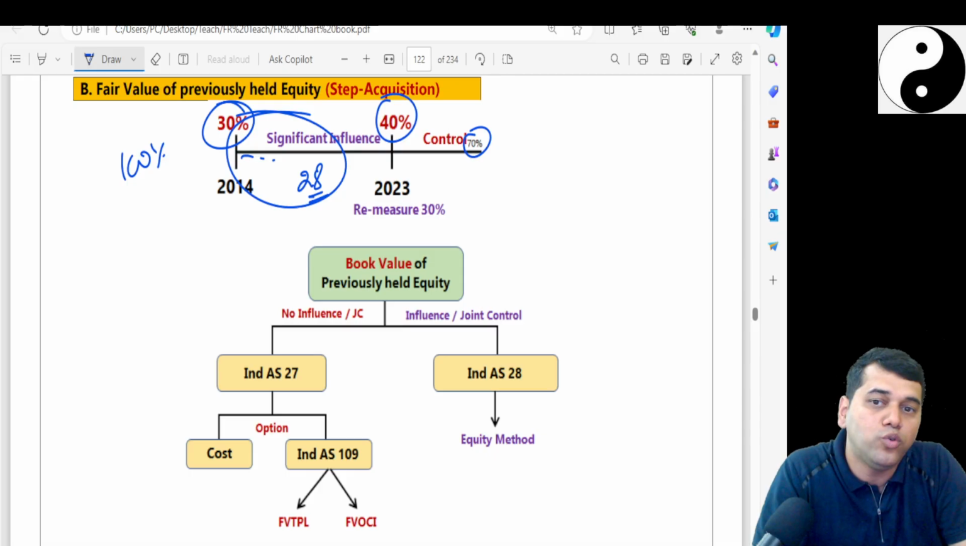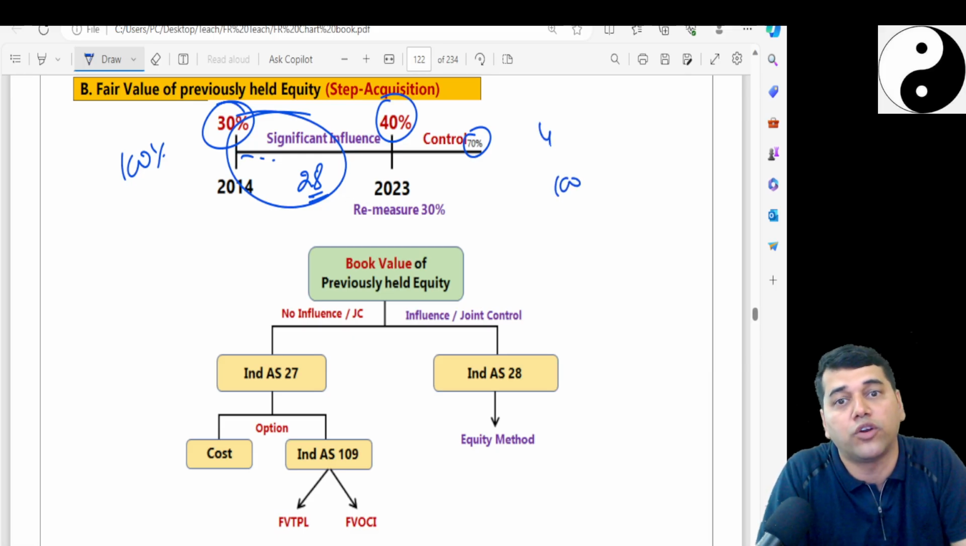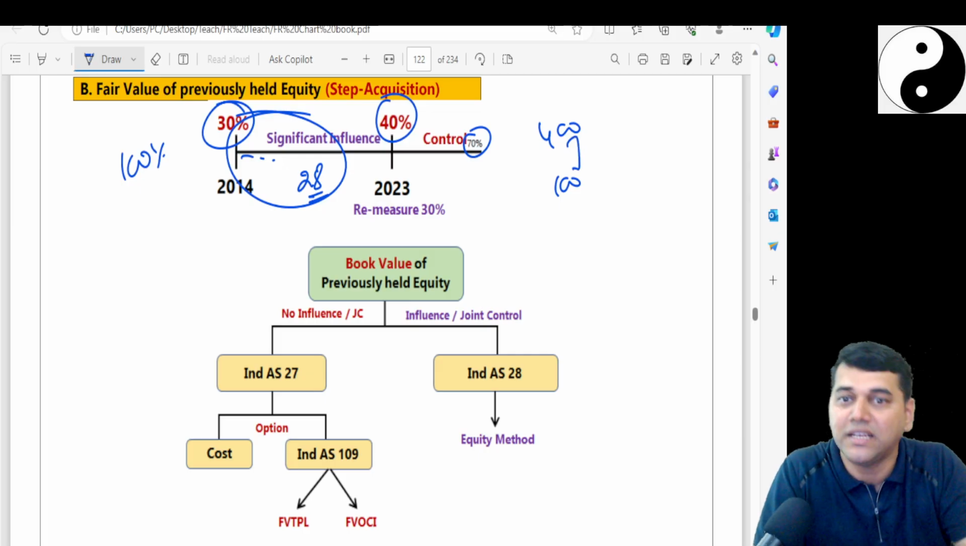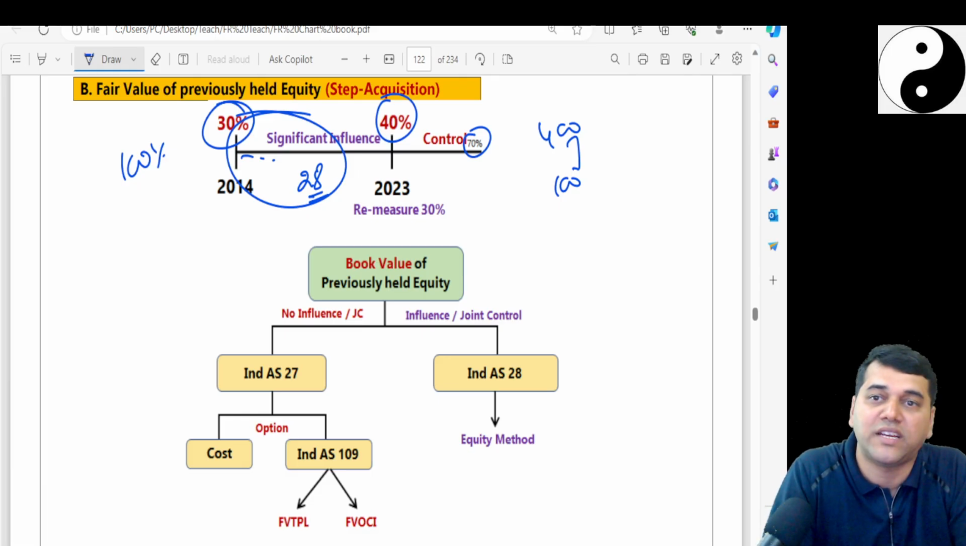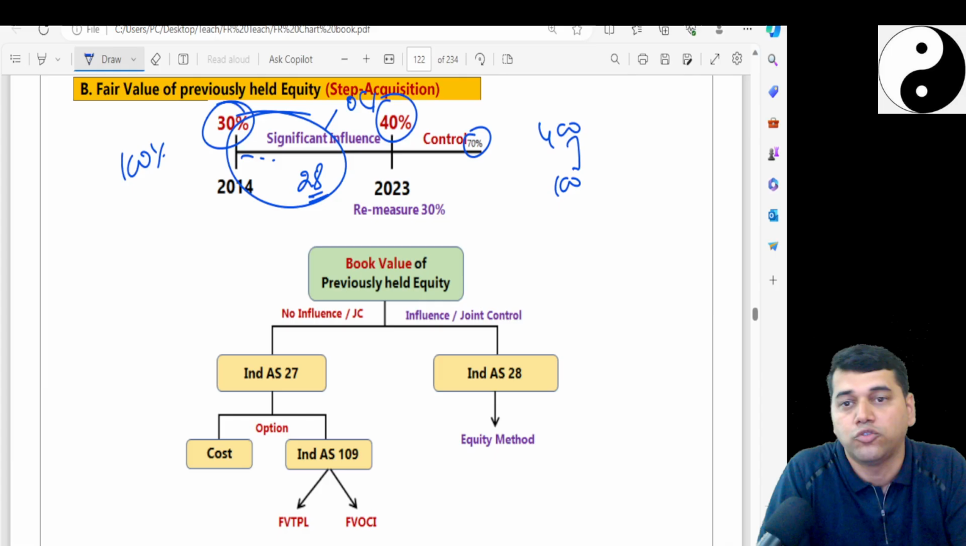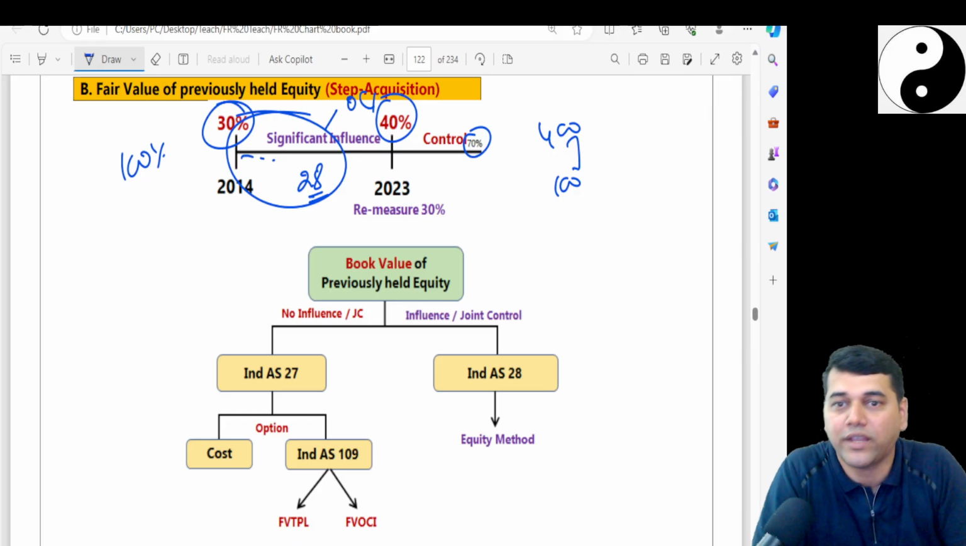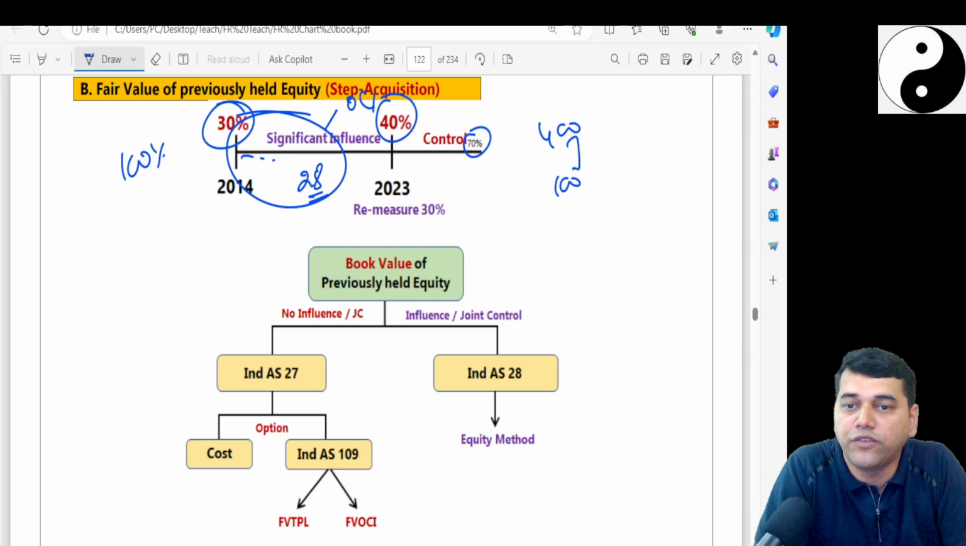The standard says you have to remeasure, and have we done that? For example, land, some time back, 100 crore was the book value, 400 crore was the fair value, the difference we took to the P&L. Something like this we have to do here also. But when it was an associate, have we taken our share of OCI? Yes. So if we de-recognize the associate, should we do recycling of OCI items? We have to do that, no? Okay. So book value of the previously held equity, no influence or joint control. If you have got no influence or joint control, you would have accounted as per Ind AS 27. No, it's not no influence or joint control. Then Ind AS 109 comes into the picture.